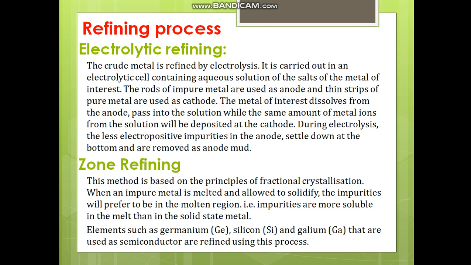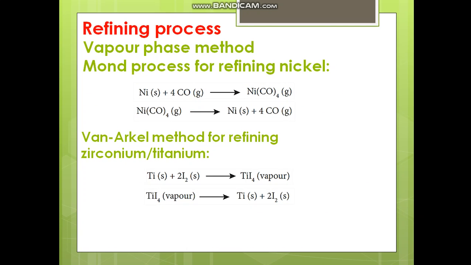And the final method of refining is the vapor phase method. There are two methods: Mond's process and the Van Arkel method. In Mond's process, nickel can be refined. The impure nickel is heated in a stream of carbon monoxide at around 350 Kelvin, and the nickel reacts with carbon monoxide and forms a highly volatile substance, nickel tetracarbonyl, Ni(CO)4, which is a gas. The impurities are left behind.